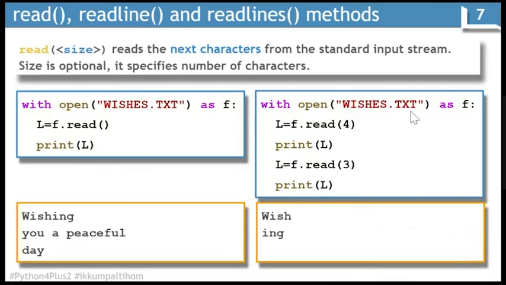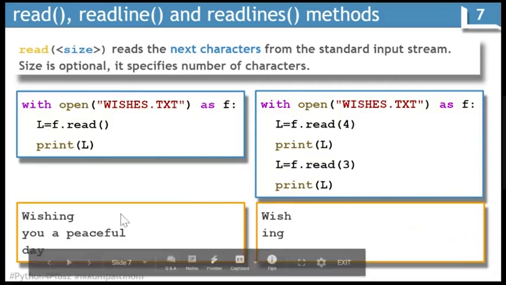Once you have read the first 4 characters, the file cursor is going to move to the 5th position. So if you repeat the command f.read, and this time you are writing 3 as the parameter, in that case it is going to read the next 3 characters from the file. The next 3 characters in the file were "ing", so "ing" will get displayed.